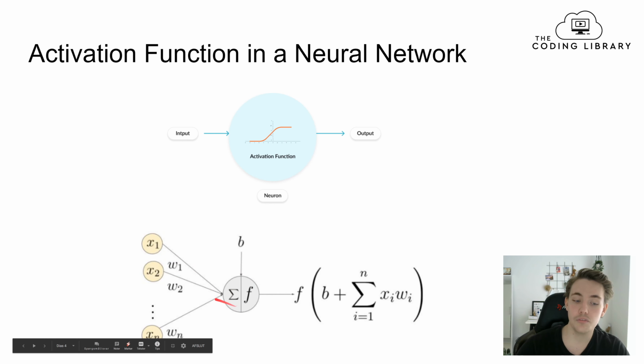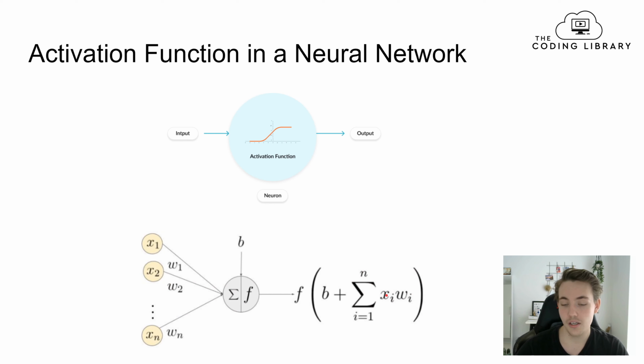And then we sum all of these values together. As we can also see down over here, we have this x value, which is the value of the neuron, and then we multiply by the weight of the neuron here, and then we sum it all and add it to a bias.